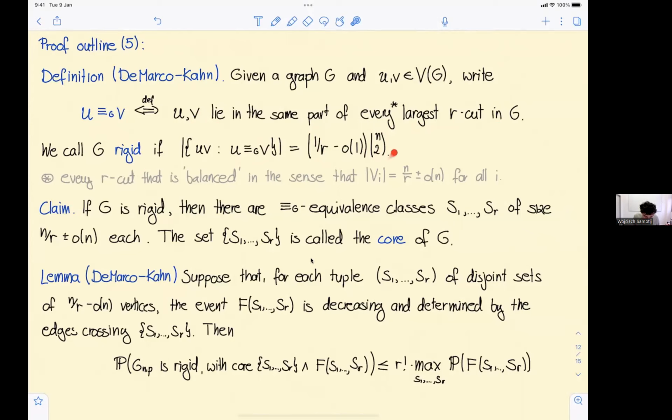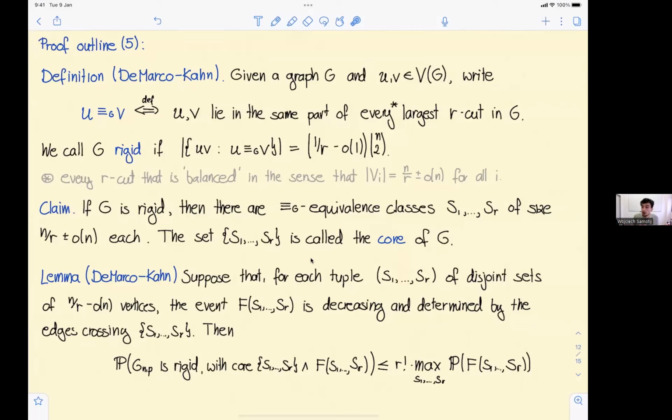The definition of rigidity basically says that a graph is rigid if we have R equivalence classes, each of size roughly n over R. And indeed, this is what the claim says. If G is rigid, then there are equivalence classes of this relation, S1 up to SR, of size n over R plus or minus little o of n each. This set is called the core of G. So what does it mean? If the graph is rigid, it means we have R sets of size n over R, and we know that every largest R cut puts all of these sets in different classes, meaning that all the edges crossing between the different Si will definitely belong to the largest cut.